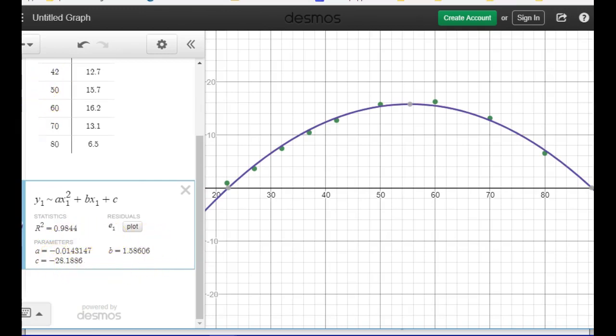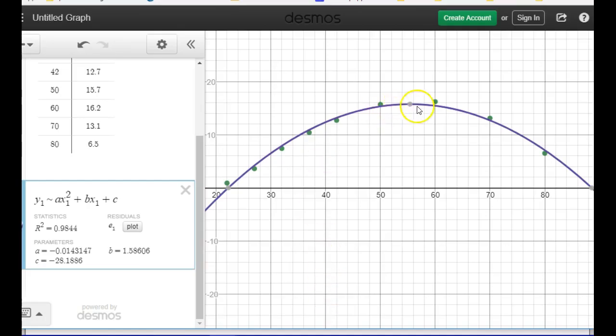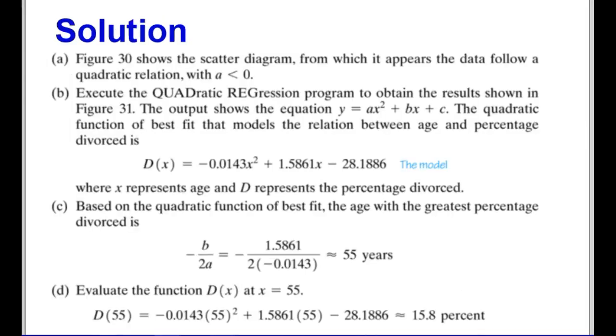So I was also asked to find the percentage where it's the greatest. So again, I can use Desmos and I see that, well, at the approximate age of 55, the percentage is the greatest because that's just the maximum point of my graph. Okay, so we looked at our scatter plot. We used our regression. It just looks a little different in Desmos and came up with our model.